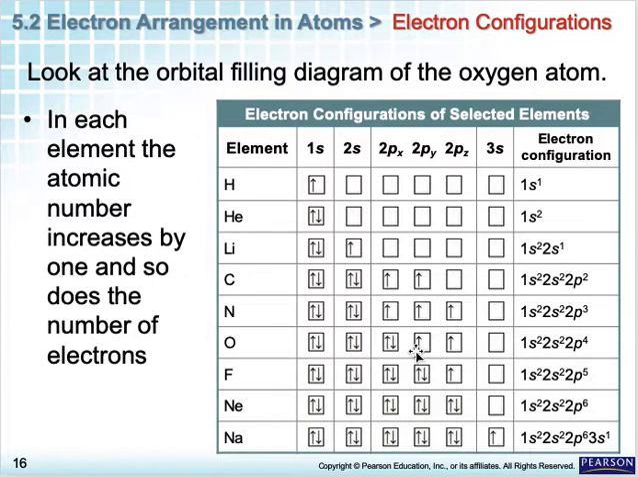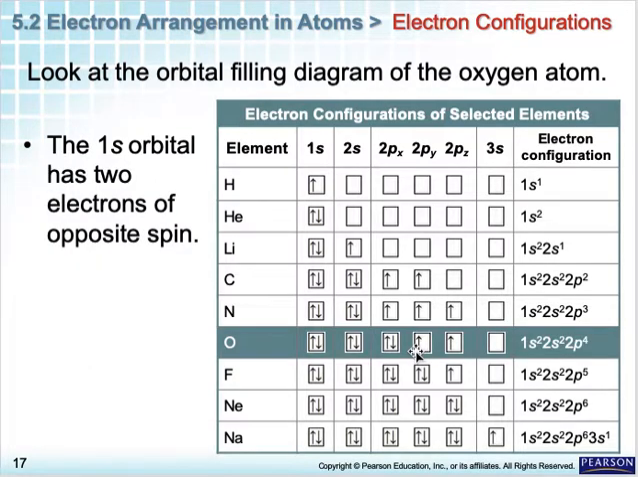In each element, the atomic number increases by 1, and so does the number of electrons, because remember we learned last chapter that the number of protons is equal to the number of electrons. So if I know the atomic number, I know the number of electrons. And electrons are really what do the work of chemical reactions.